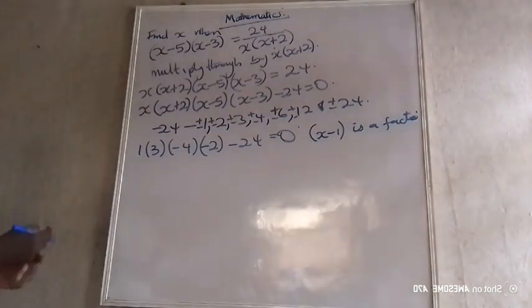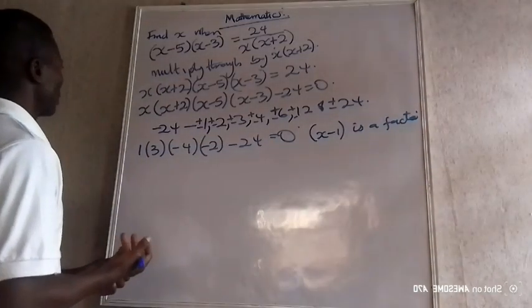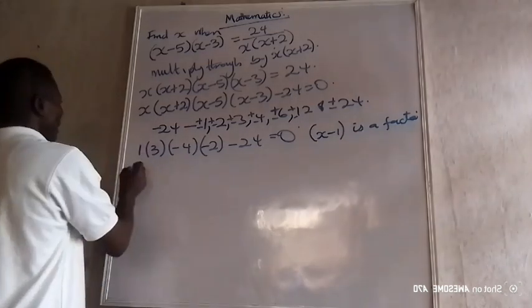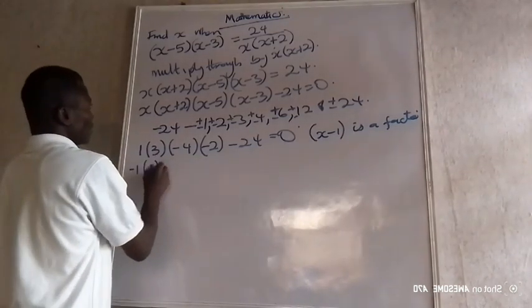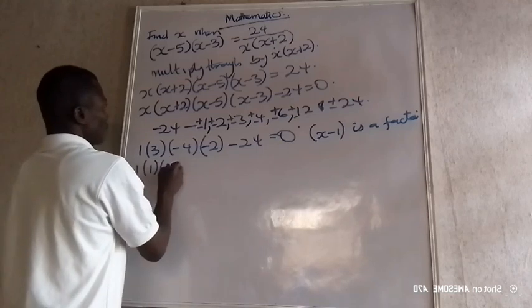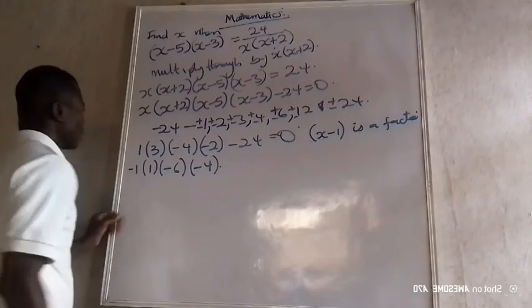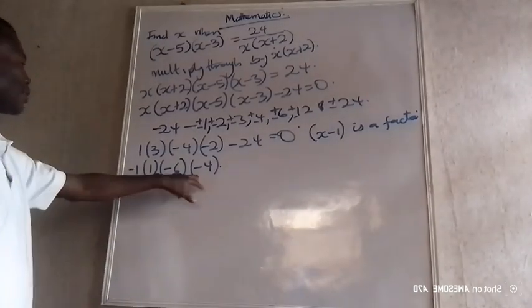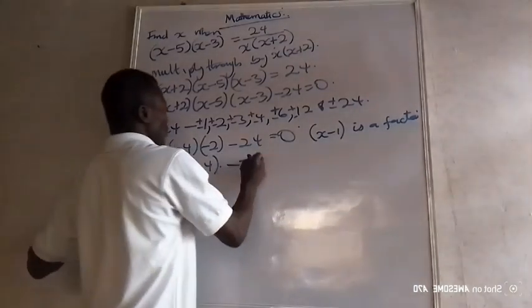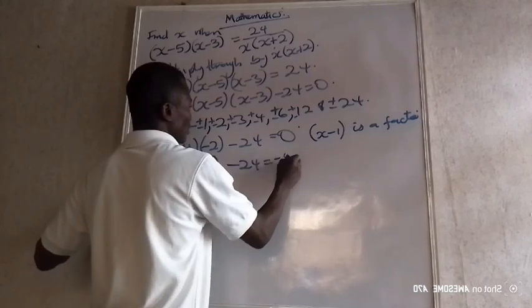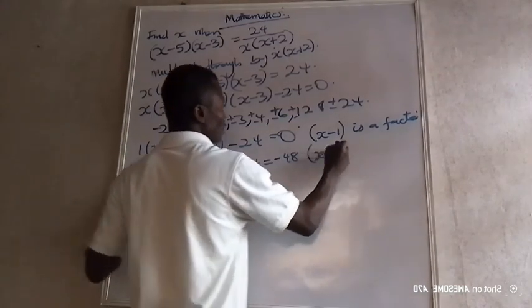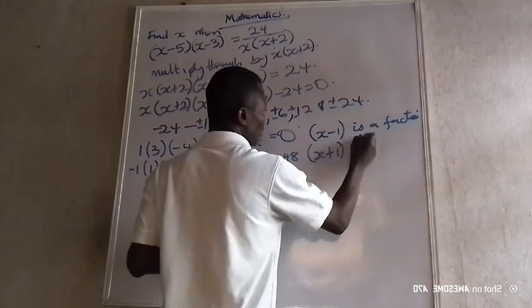Now, let's look at if we put minus 1. So I have minus 1, 1, minus 6, minus 4. So this is minus 6 times minus 4, that's 24, minus 24 gives... minus 1 times 1 times 24, minus 24. So that is minus 48. So x plus 1 is not a factor.